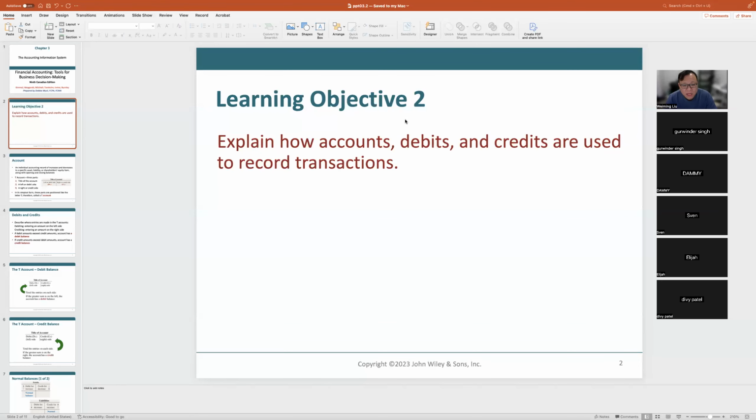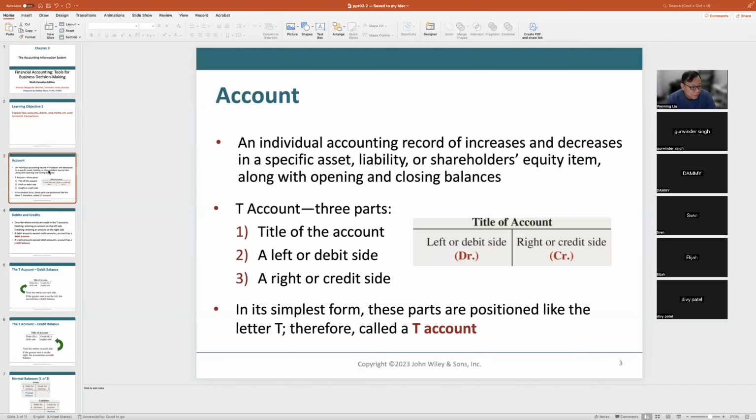So the second learning objective is to explain how accounts, debits, and credits are used to record a transaction. First, I want to introduce something called a T account. You know, T account like T-shirt, right? You have a horizontal line, and in the middle you also have a vertical line. The two lines meet at the top, which creates a T letter shape, right? This is called a T account.